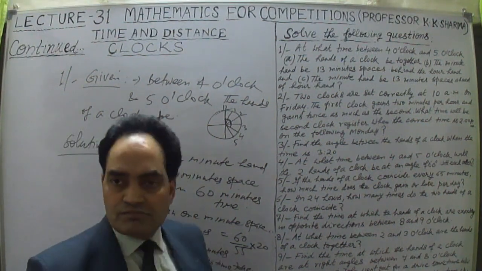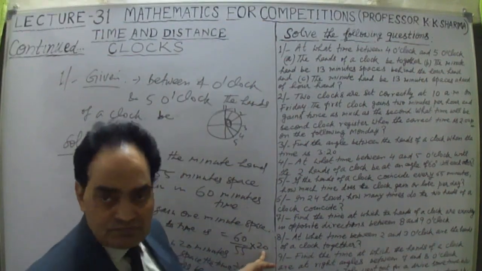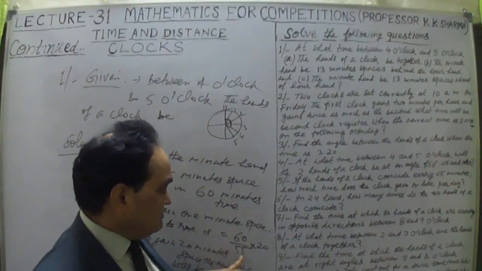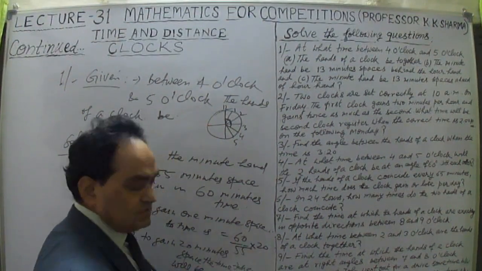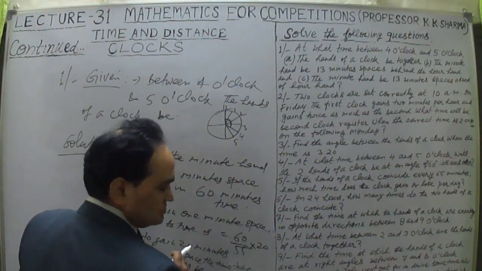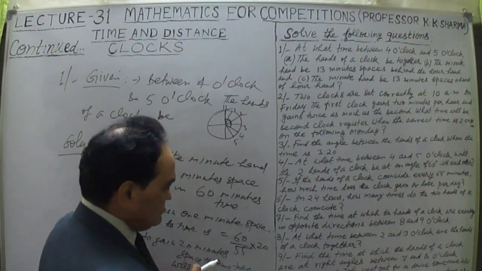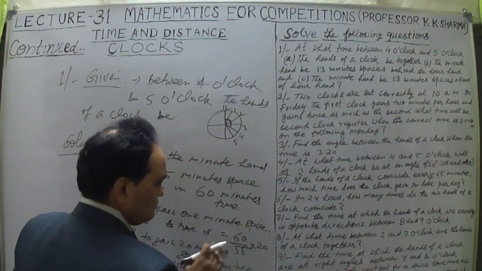What is the reason? Why? Because 20 minutes space the minute hand has to gain. In 60 minutes, it gains 55 minutes space. So in this 20 minutes space it has to gain, it is 60 upon 55 into 20. So 55 minutes space is gained in 60 minutes time; 20 minutes space will be gained at what time?